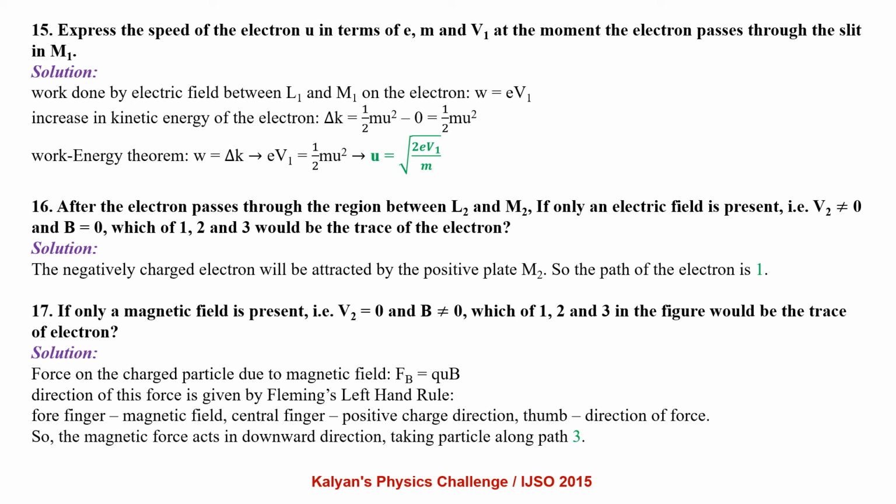If only a magnetic field is present, that is V2 is 0 and B is non-zero, which of 1, 2 and 3 in the figure would be the trace of the electron? Force on the charged particle due to magnetic field, Fb equal to quB, when the particle enters perpendicular to the direction of the magnetic field. Direction of this force is given by Fleming's left hand rule. Forefinger indicates the direction of magnetic field, central finger indicates the direction of current, that is the movement of positive charge. Thumb indicates the direction of force acting on the charged particle. Since here the particle is an electron, the magnetic force will act in the downward direction. So the electron will follow path 3.